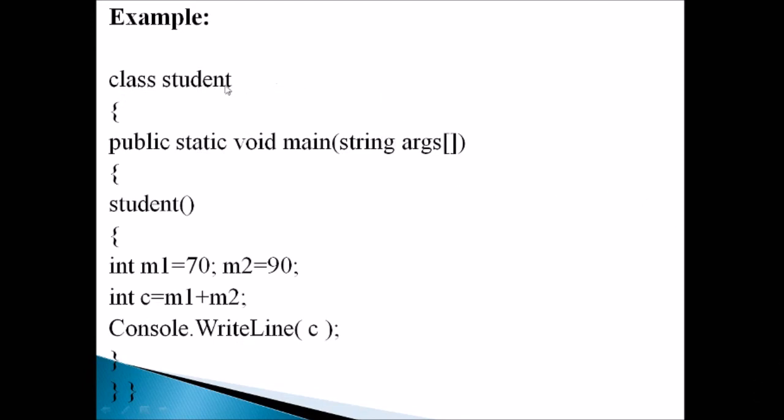Here the class name is Student and then public static void main. Here Student is given as the constructor name without any parameters, and it has a block of source code. Within that, two variables are declared with integer data type and assigned the values 70 and 90 respectively. The next statement is int c equal to m1 plus m2. Two values are added and the answer is stored in the variable c. The next line is Console.WriteLine(c). The value of c will be displayed as the answer. Okay, so this is the example program.